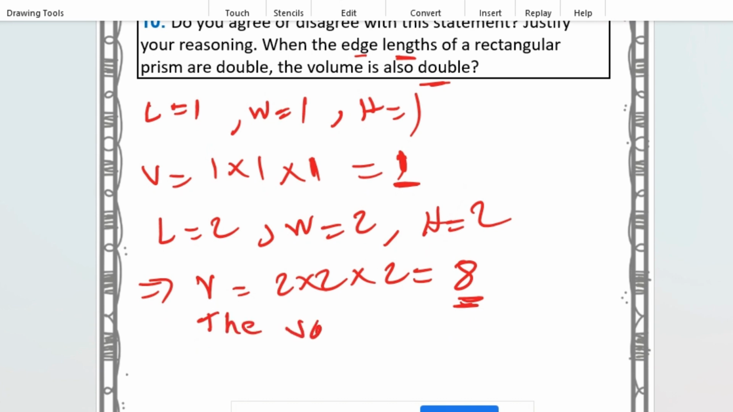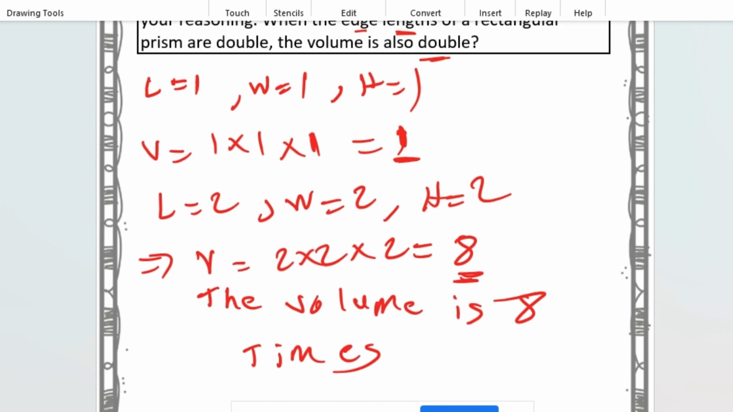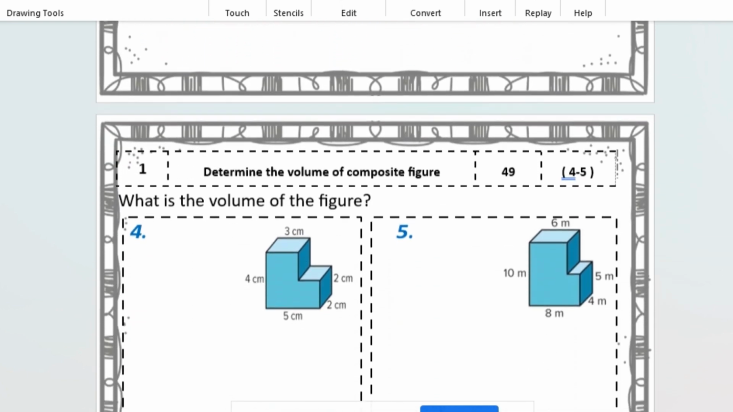The volume is 8 times. Because when you double all the variables and you multiply all the variables, you will get 8 times the original amount. Okay. Now let's continue with the next question.